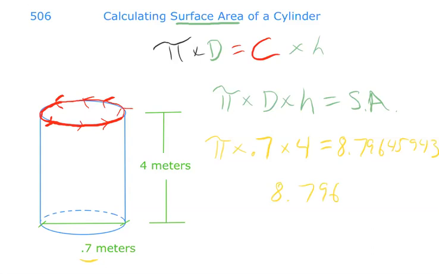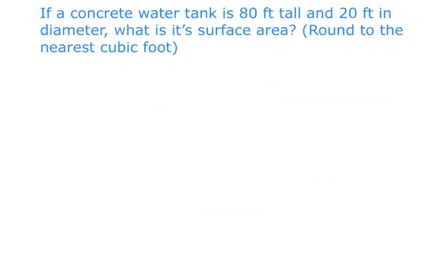And because we're talking about an area, it would be in meters squared, or feet squared if you're imperial. Let's go ahead and look at another example and see if we can figure it out.